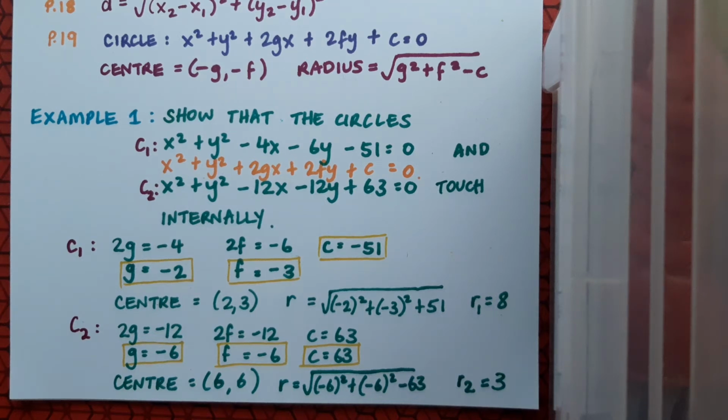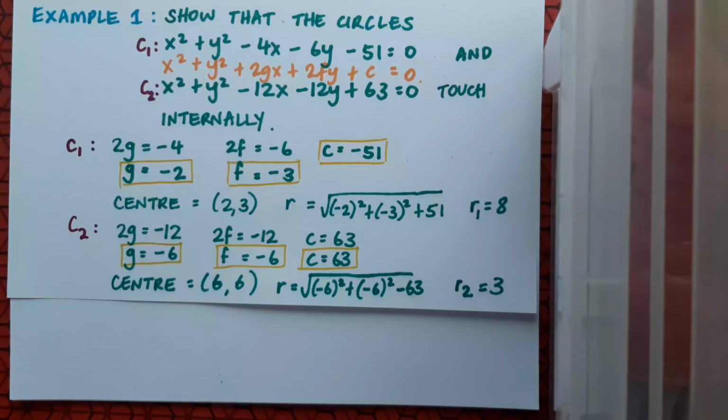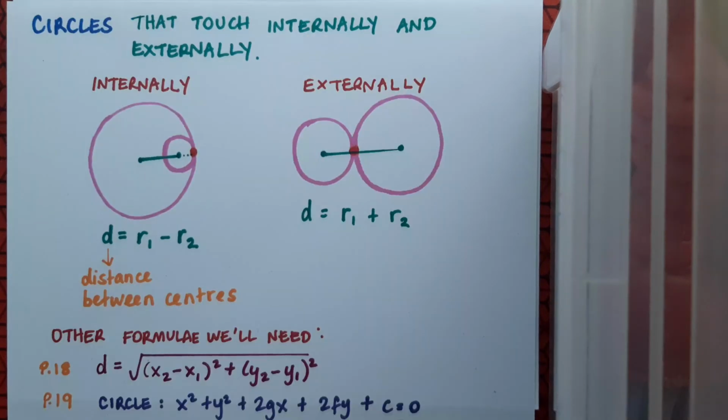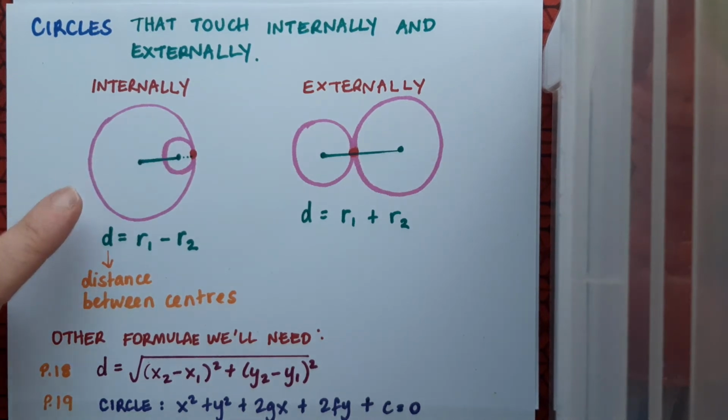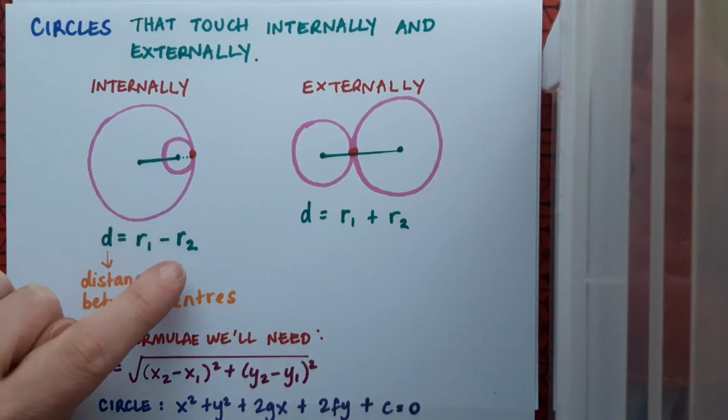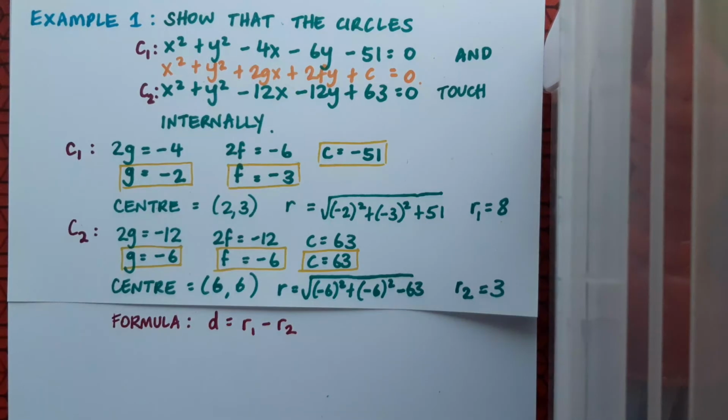That's radius 2 because I'm talking about the second circle. So now that I have the centres and the radii, I'm going to be able to refer back to my earlier formula at the start of the video to figure out if these circles do in fact touch internally. And just to remind ourselves how that looks, these are two circles that touch internally, and the formula is that the distance between the centres should be the radius of the larger circle minus the radius of the smaller circle.